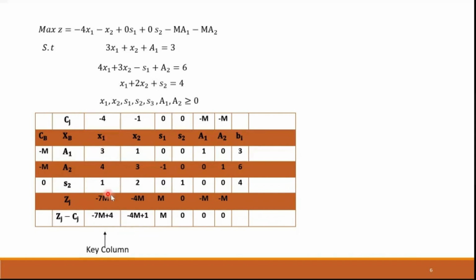Now key column, we have to see the elements in the key column. If there are positive numbers, consider those numbers for the ratio, otherwise don't consider. So here all the 3 are positive. We can take the ratios of all the 3. So bi upon 3. So 3 upon 3, that is 1. 6 upon 4, 1.5. And 4 upon 1. That is equal to 4.